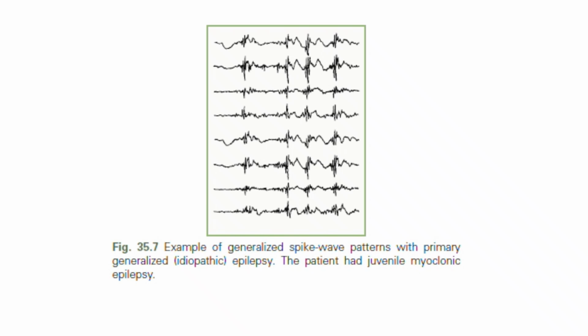Instead of a single spike before the slow wave, you can appreciate rapid bursts of multiple spikes clumped together, which is the electrographic signature highly characteristic of juvenile myoclonic epilepsy.